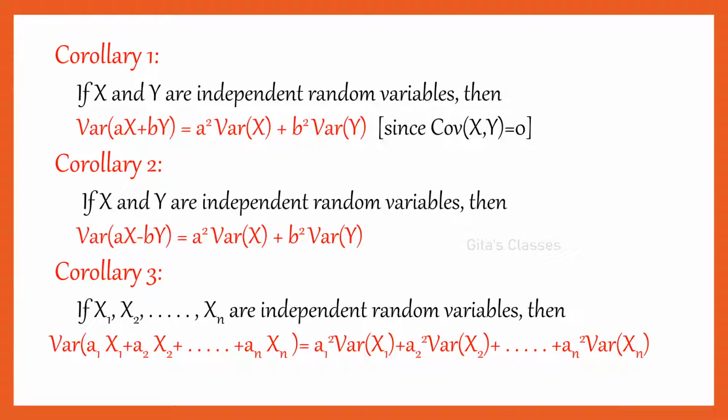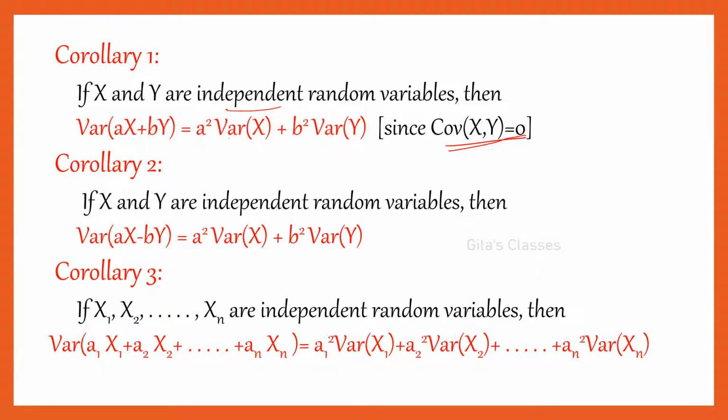And we have some corollaries also. If x and y are independent random variables, we know they are in no way related, so covariance of x comma y will be equal to 0. This I have explained with an example in your covariance topic. One particular video is there on the covariance topic. If you go through that, you will understand when the covariance value is 0. So here, independent means covariance will be equal to 0. Therefore, the third term will vanish, so you will get a squared into variance of x plus b squared into variance of y only.